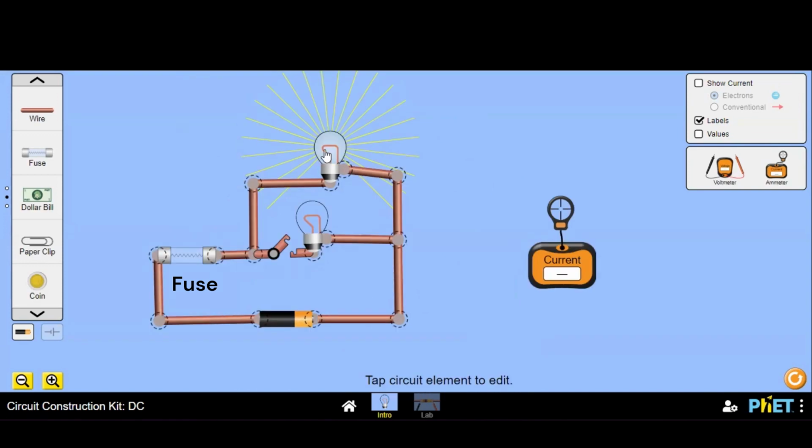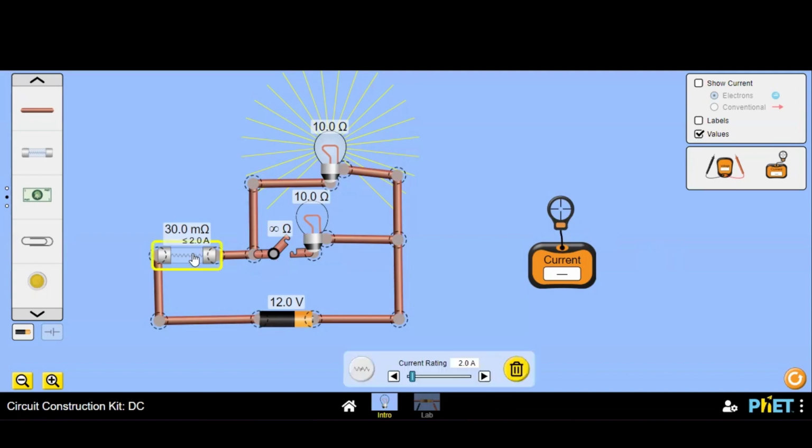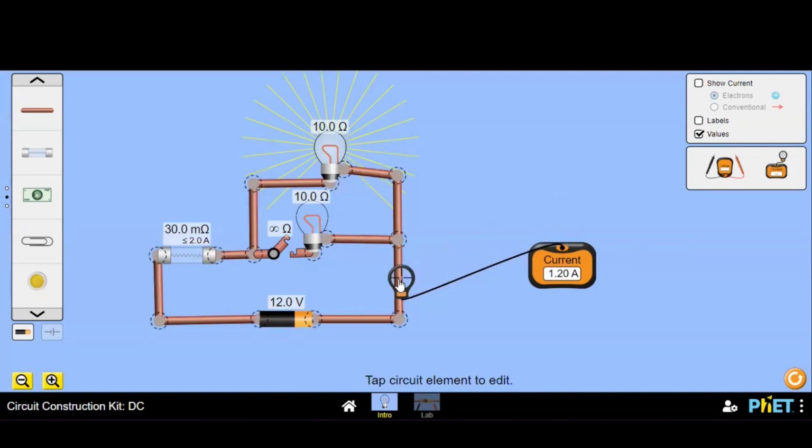Let's understand the working of fuse using this circuit. Two 10 ohm bulbs are connected to a 12 volt supply, and a fuse is connected in series as shown. Initially, the second bulb is turned off and only the first bulb is glowing. The rating of the connected fuse is 2 ampere, which means it will break the circuit when a current greater than 2 ampere flows. The current through the circuit is 1.2 ampere as we've seen earlier.